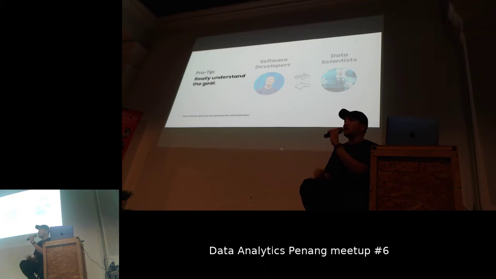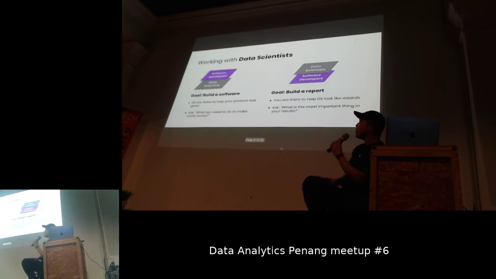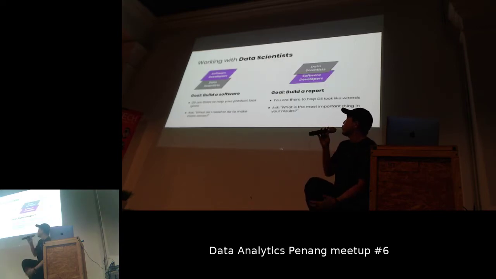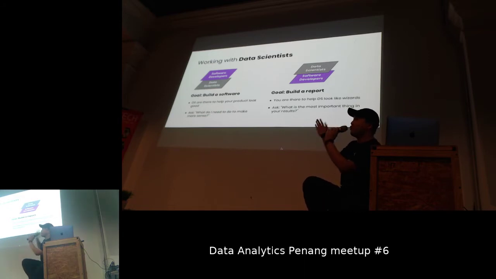But when we deal with data scientists, the main thing is you really want to understand the goal. What are we doing here? So let's just say that when we work with data scientists, there are, like I said, two basic roles. The first type of project is to build software. When you're building software, software developers do all the work, and data scientists are just here to help you. You'll be like, hey, let's try these graphs. Let's see if that works.